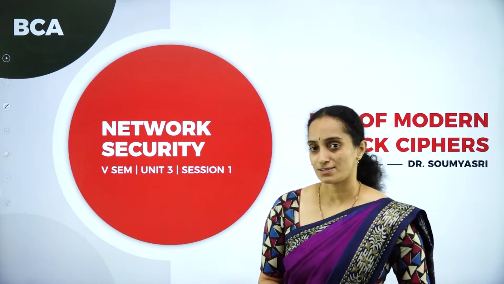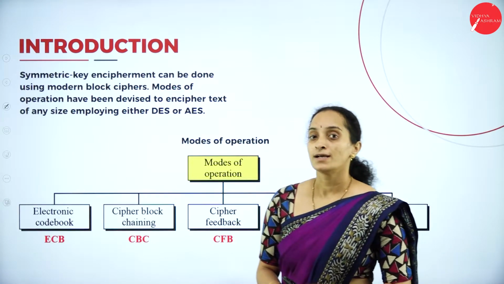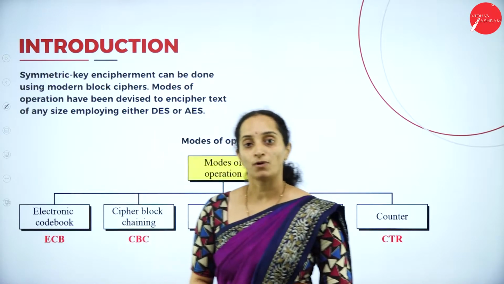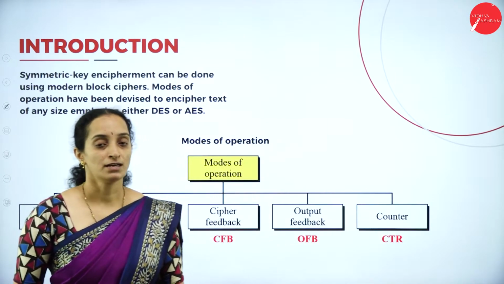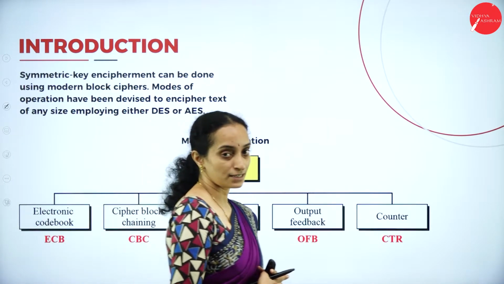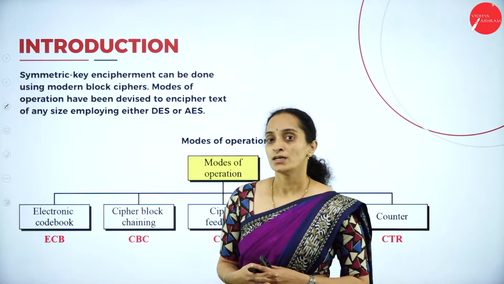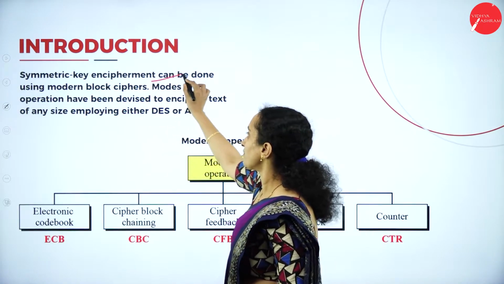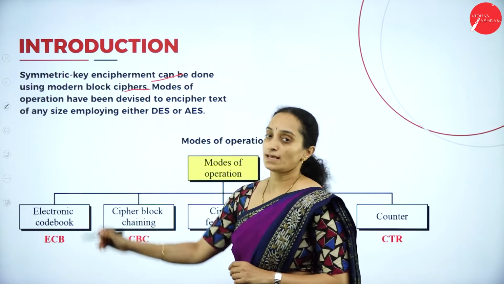Let's start this session. The first thing we need to know is that the symmetric key encipherment, or the block cipher as well as the stream cipher, belong to the category of symmetric key ciphers, isn't it? The agreed upon key ciphers, right? The symmetric key encipherment can be done using the modern block ciphers.